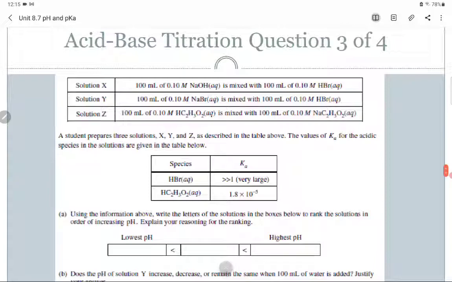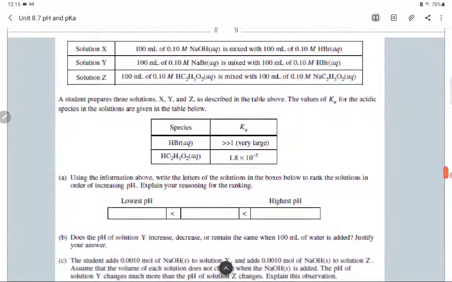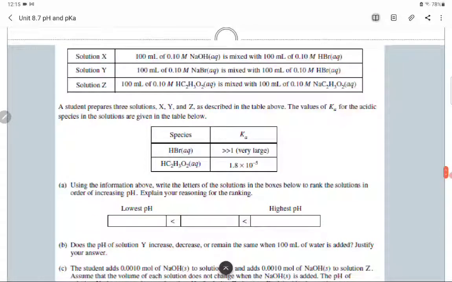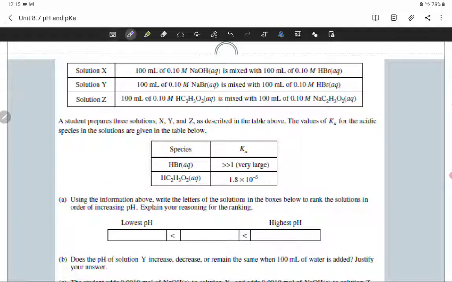A couple other questions here. This looks to be a free response question. Now let's break these down before we go much further. Solution X, strong base, strong acid. So keep that in mind, strong acid plus strong base. And it looks like we have the same identical molarities and volumes. So at the end of the day, if you added these together, you should get a pH equaling 7.